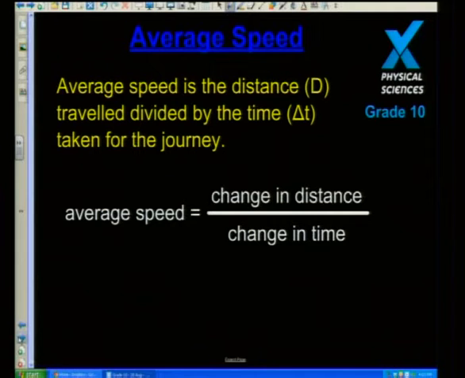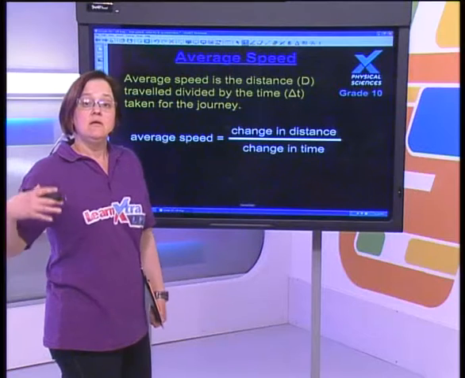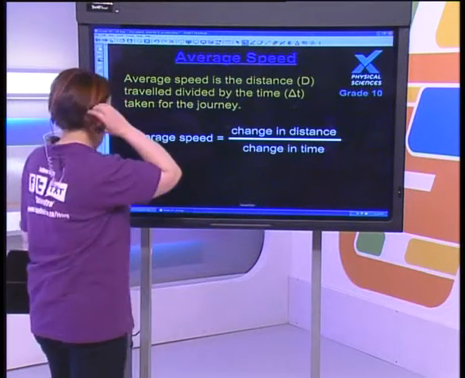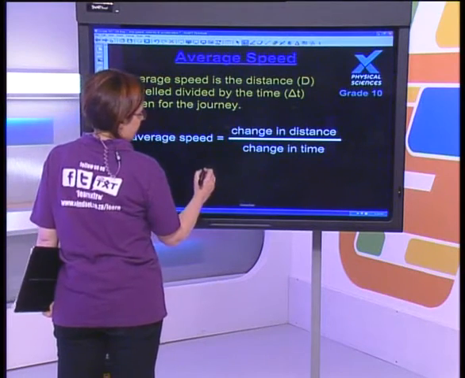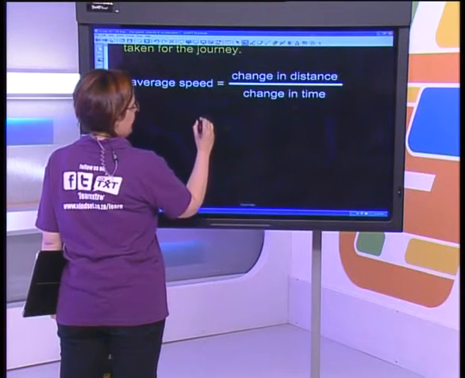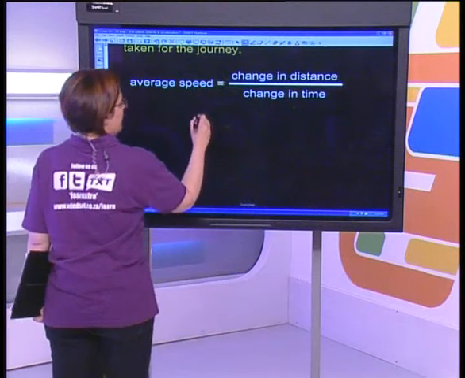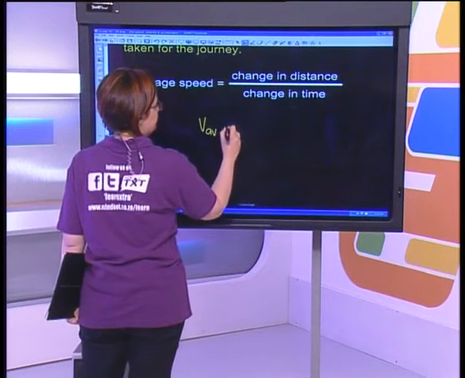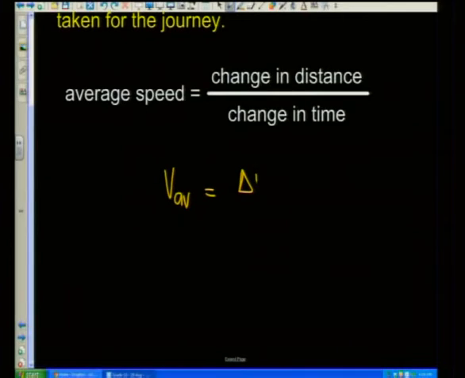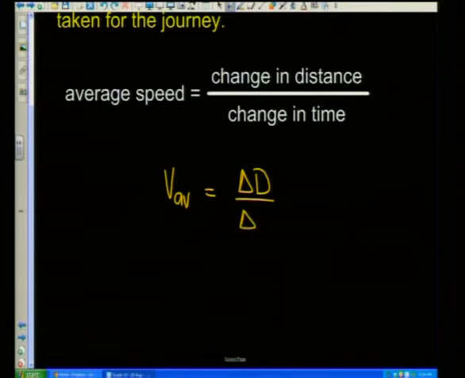Distance being a scalar. Capital D, some of your teachers might be insisting that you use an X. That's fine. There's nothing wrong with that. Okay. Changing distance, changing time. So if I write this equation as an equation without the words, okay, I want you to see something. Here, I'm going to say average speed is changing distance over changing time.